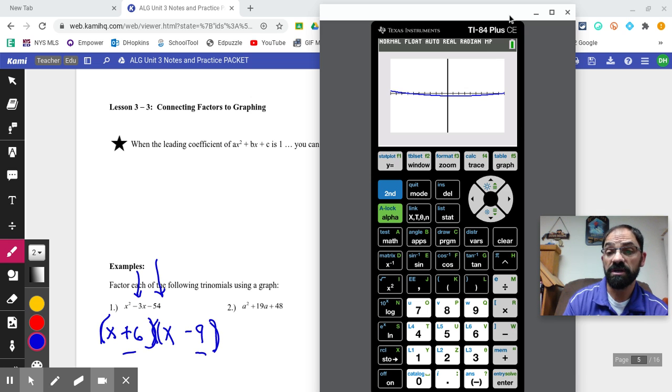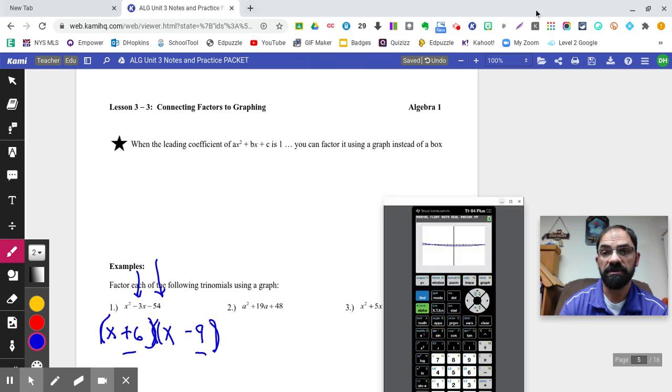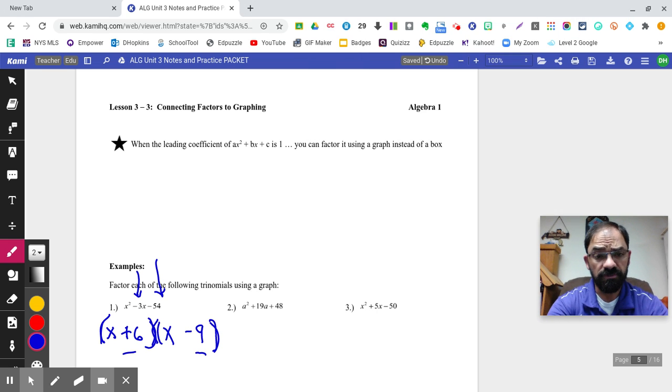We're going to just use day 2 of practice, and we can learn however we want. Use your calculator or factor it like we know how. So let's get started again. Number 2.